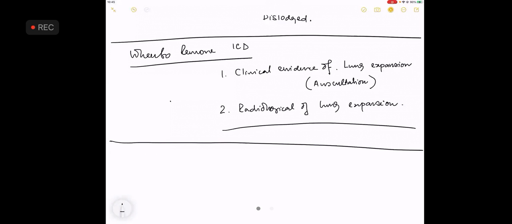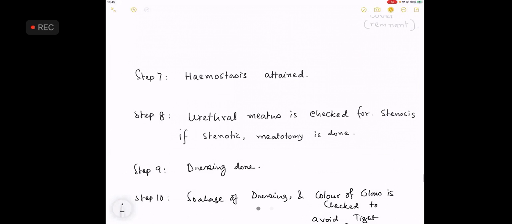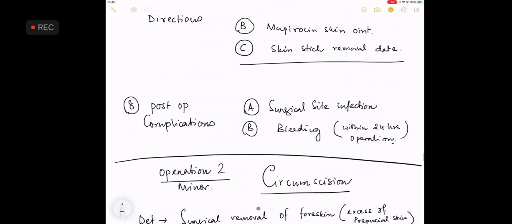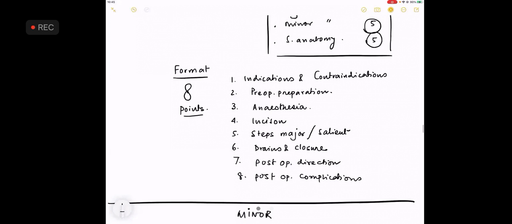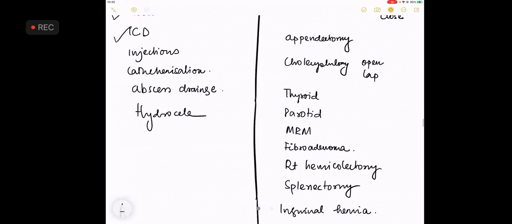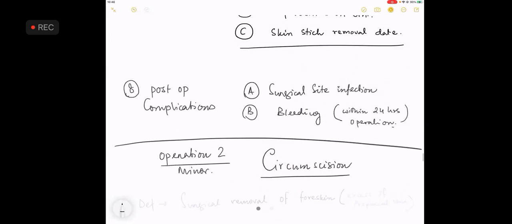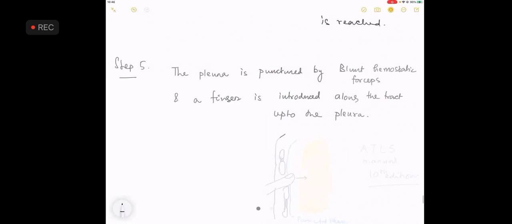Complete? Yes, sir. So these are again very commonly asked things in your exam. You have done 3 common ones. Let's talk about the rest of them. We'll talk about abscess and hydrocele and take a break after 5 to 10 minutes. Injections and catheterizations. Talk about injections and catheterizations.